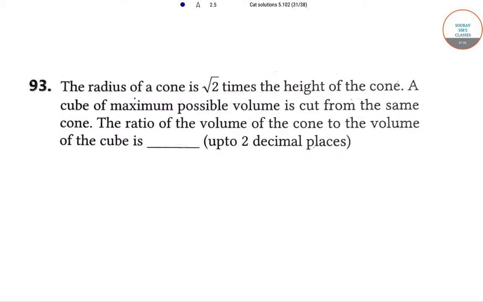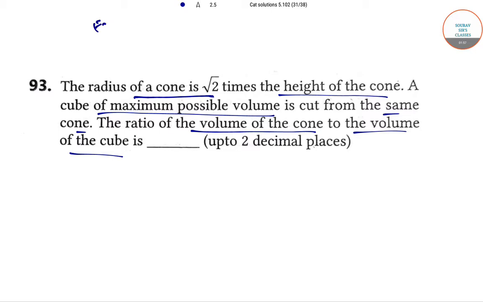The next question is, the radius of a cone is root 2 times the height of the cone. A cube of maximum possible volume is cut from the same cone. The ratio of the volume of the cone to the volume of the cube is dash up to 2 decimal places. Now, let each side of the cube be A. Then, okay, so first let me draw the cone and the cube.